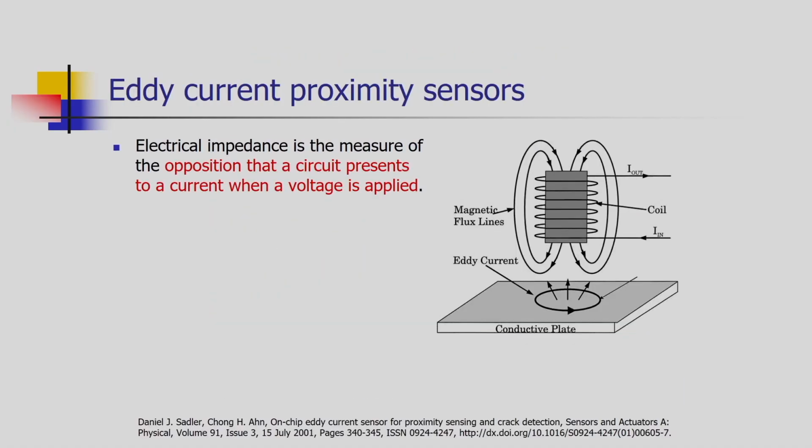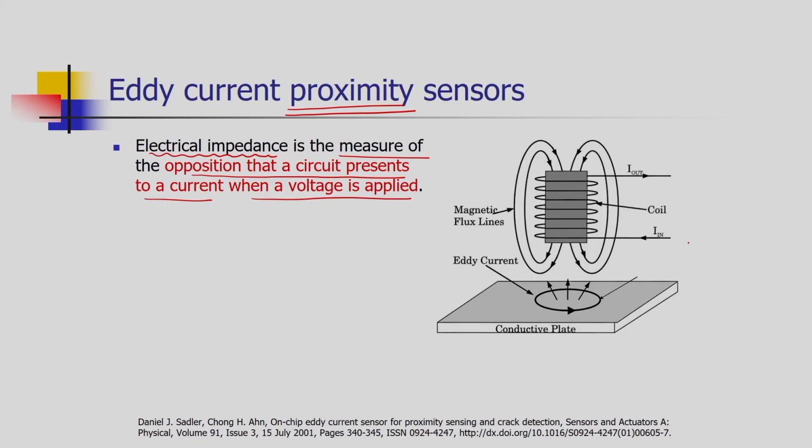The next proximity sensor is the eddy current type proximity sensor, and it works on the principle of electrical impedance. Impedance is the measure of the opposition that a circuit presents to a current when voltage is applied. Consider a circuit in which current is flowing. When the voltage is applied, that circuit will oppose the current. That is called electrical impedance. By using this property, a proximity sensor is designed and developed, and that is called the eddy current sensor.